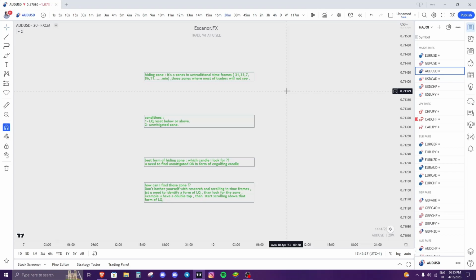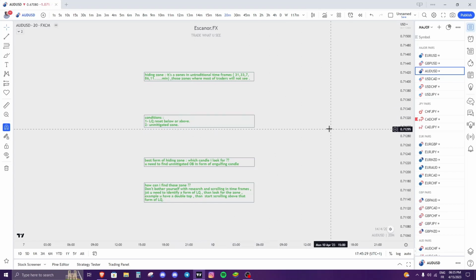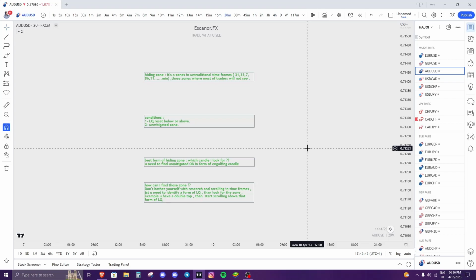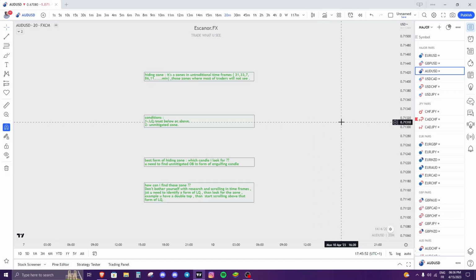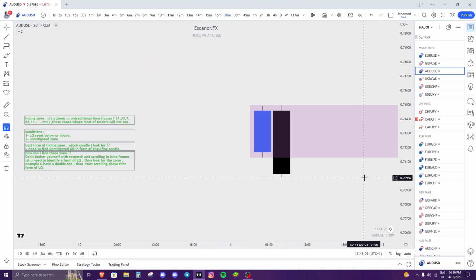My conditions are two conditions. We need a liquidity resting below or above these zones. If you're gonna sell, you need a liquidity below. If you're gonna buy, we need a liquidity above the zone. The third thing, the best form of hidden zones, what you look for. We need to look for a specific candle, an engulfing candle, in a lower time frame. When you drop to the lower time frame, you're gonna find it in the form of an engulfing candle or a doji candle. So this is the best form.